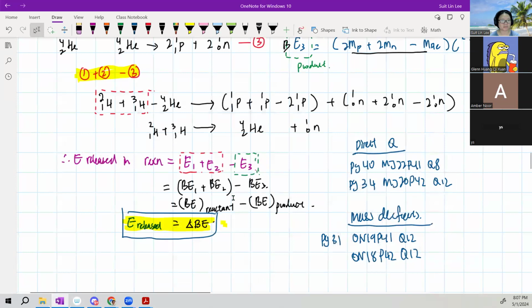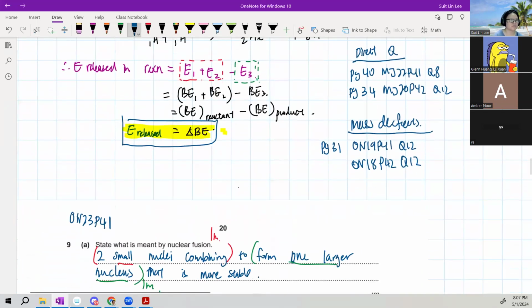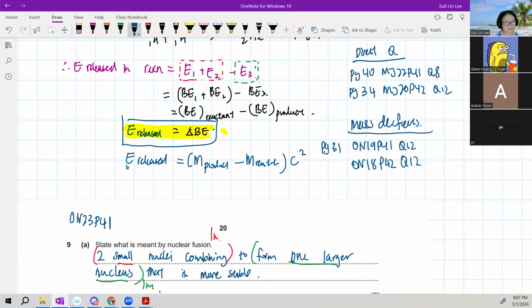So in short, just a heads up, energy release can be the difference in binding energy. Energy release can also be equal to the mass of the product minus the mass of the reactant, times c squared. Energy release can also be found using mass defects. So you need to take the mass defect of the product minus the mass defect of the reactant, times c squared.